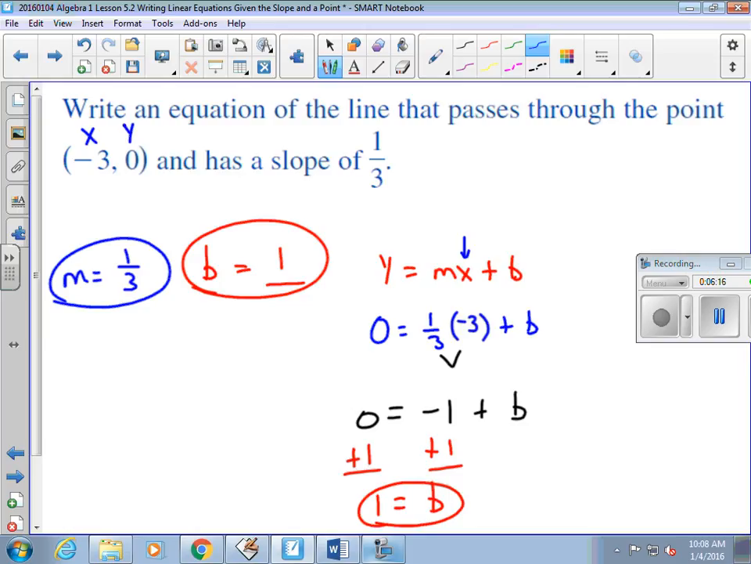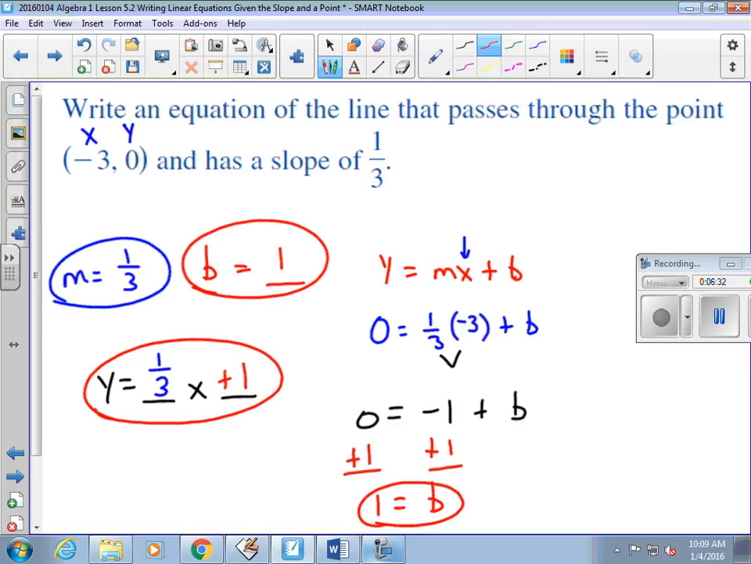But that's what you use to write the answer. You simply write it as y equals mx plus b. And you plug in m's value, or sub in 1/3 right there. And you plug in b's value, positive 1. So y equals 1/3 x plus 1. That is the equation to satisfy the problem.